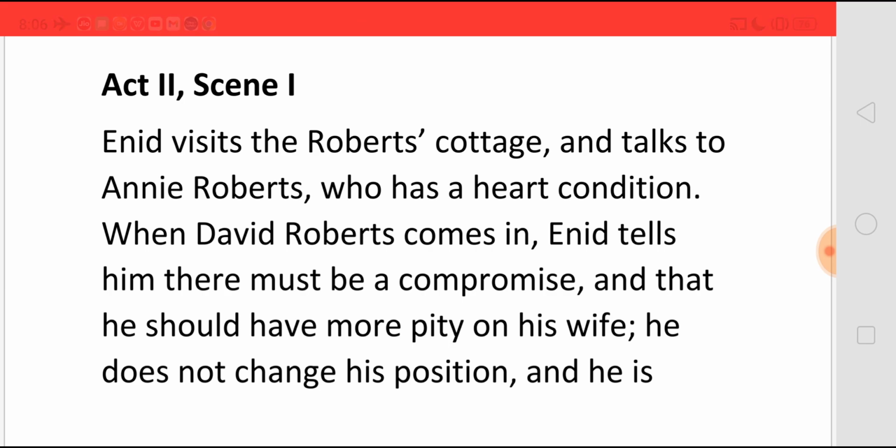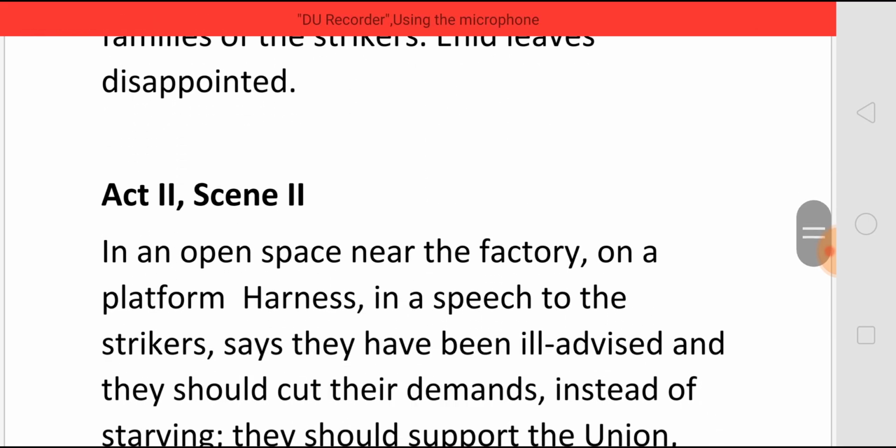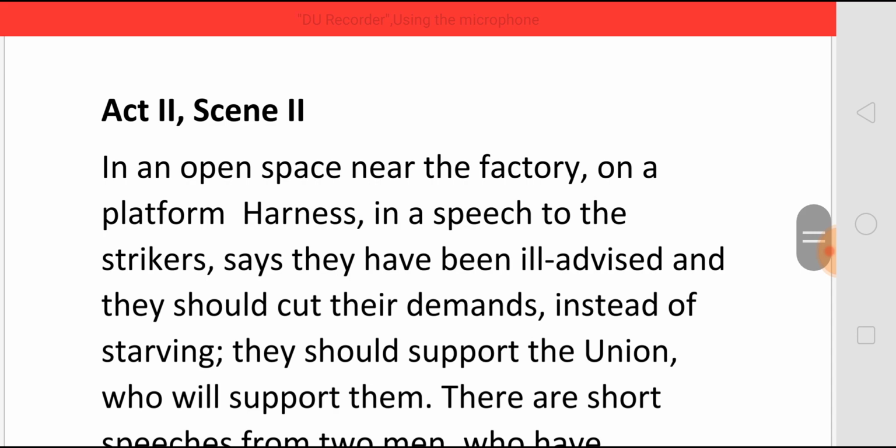But Roberts refuses all this, and he says that he will not change his position, and he is also unmoved by his wife's concern. And he also thinks about all the families. He says this suffering is going on in all the families, and he feels all the demands are definitely necessary for the workers' welfare. Therefore, he says he will not give up. Enid leaves disappointed.